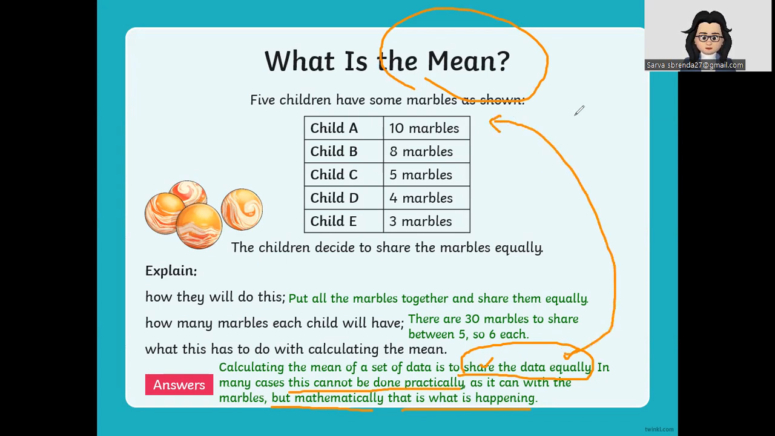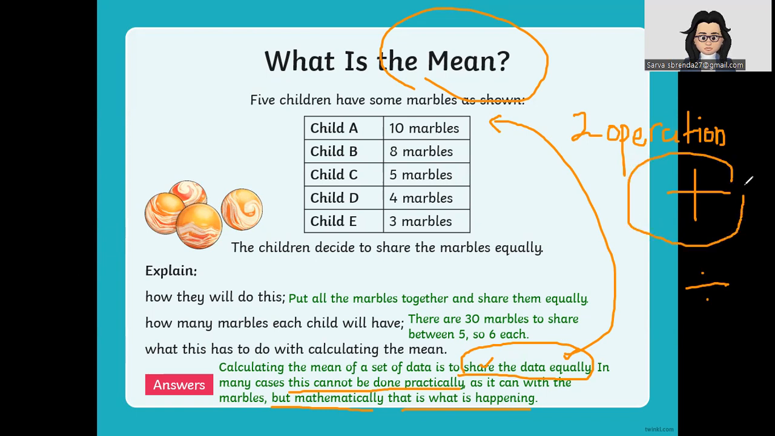And to do it, you will need to do 2 operations. And what are the 2 operations? You add up all the data and then you divide by the number of data. So 2 things for mean. Add all the values and divide it by the number of values that you have. Let's move on.